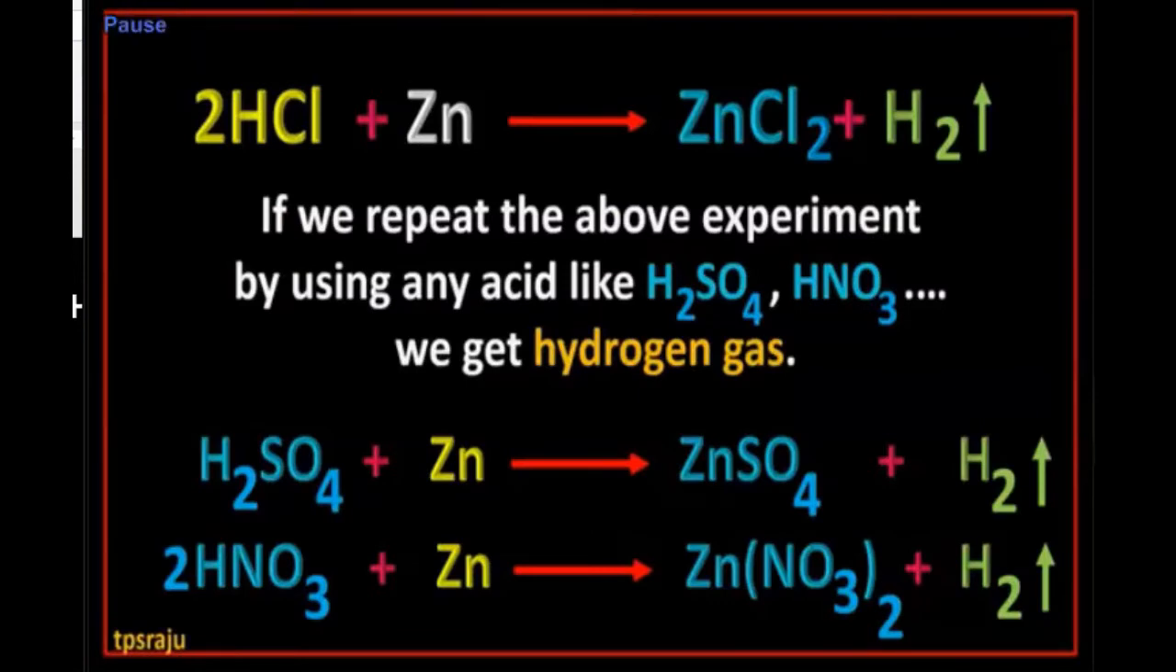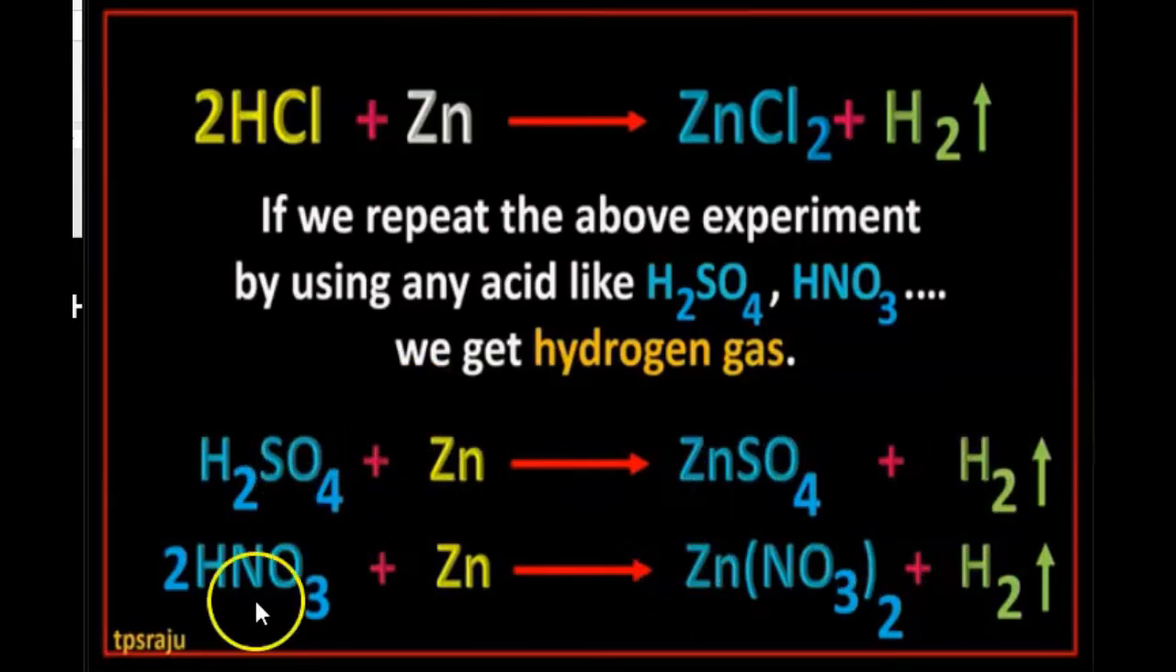What exactly is the reaction? 2HCl plus Zn gives ZnCl2, that is a salt, and hydrogen gas gets evolved. And if we repeat this experiment using any acid like sulfuric acid or nitric acid, we get hydrogen gas along with a salt. This is the reaction when we use sulfuric acid, H2SO4. When it reacts with zinc, you get a single displacement reaction, that is ZnSO4 plus H2.